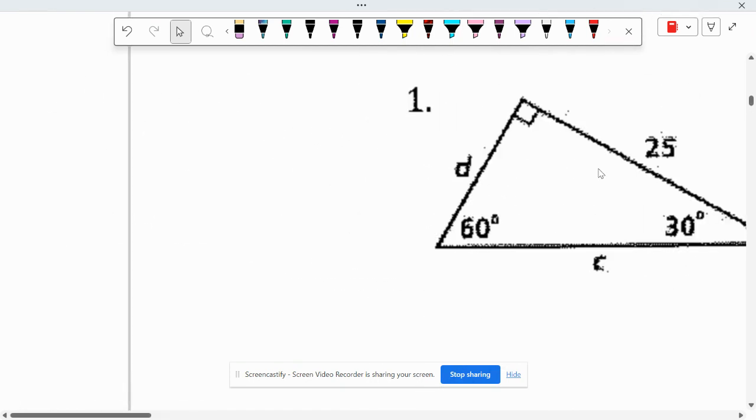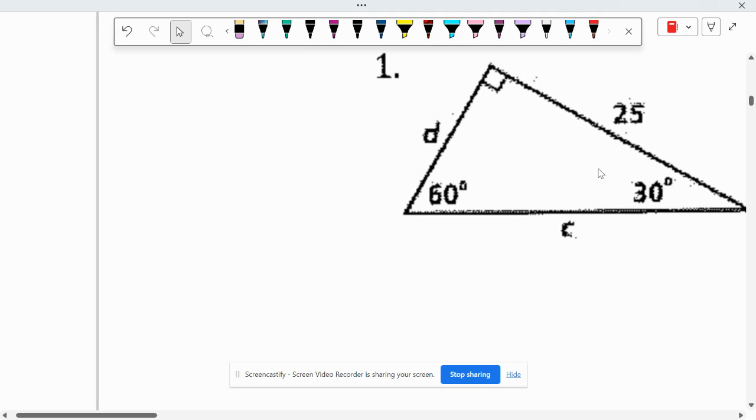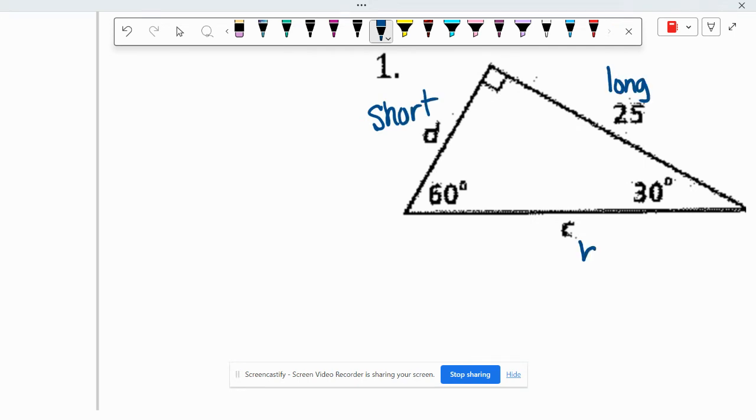I'm going to smush it over this way so I can do the work off to the right. Whenever you have a 30, 60, 90, I think it's helpful if you label your sides. So this is the short side or the short leg. This is the long leg, and this is the hypotenuse. So short, long, hype. Do we know any measurements at all? We know that the long leg equals 25.